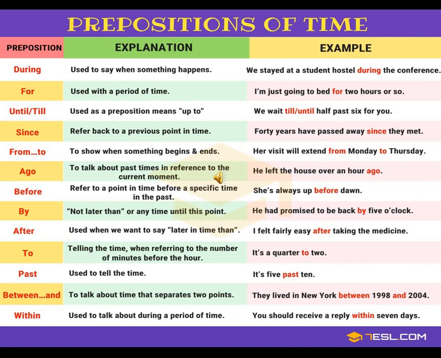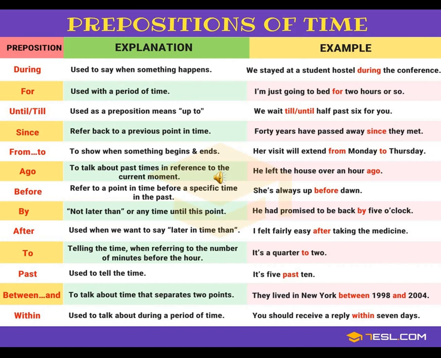Ago. We use it to talk about past times in reference to the current moment. He left the house over an hour ago. So we're talking about something that refers to the current moment but happened a little while ago in the past. So before refers to a point before a specific time. An example would be, she's always up before dawn. So it refers to a point in time before a specific time.